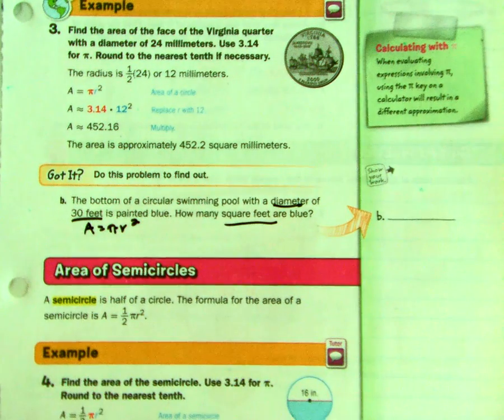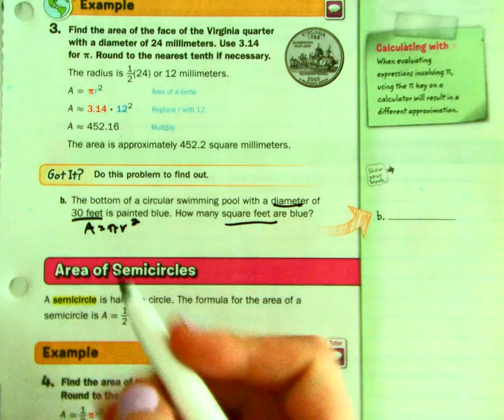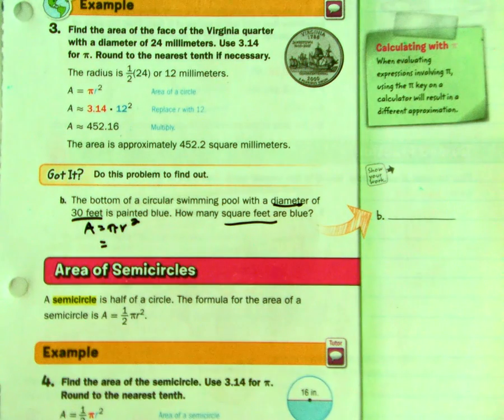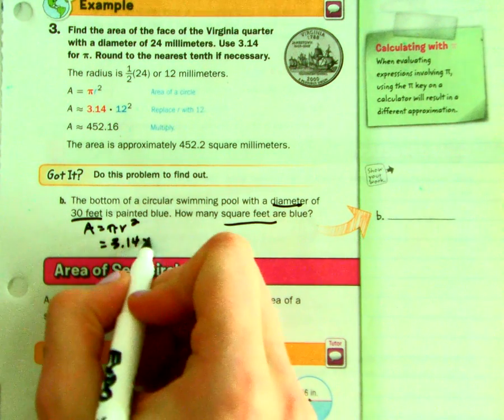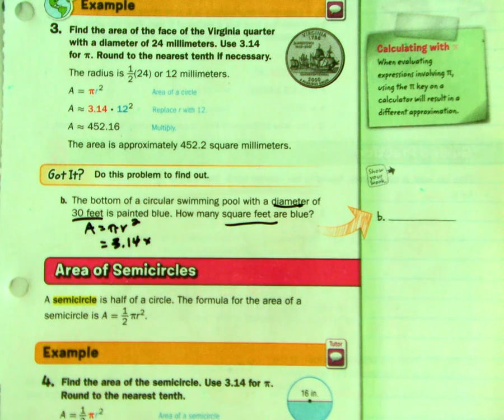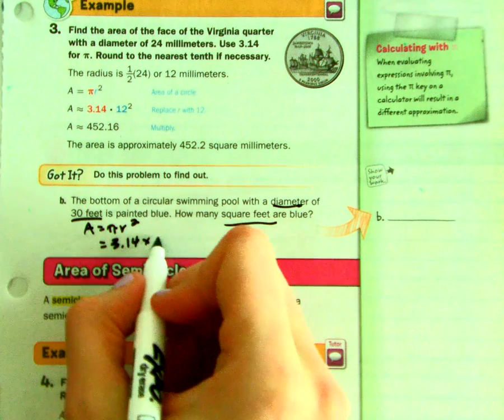So I'm going to fill in my formula here. I don't know the area. Pi, they didn't specify for me, so I'm going to use 3.14 again, times my radius squared. Now, they gave us a diameter here. If we have the diameter, we have to change it to a radius. And we know that it's half of the diameter, so we're going to divide our diameter by 2. So if our diameter is 30, our radius would be 15. And we're going to square that.